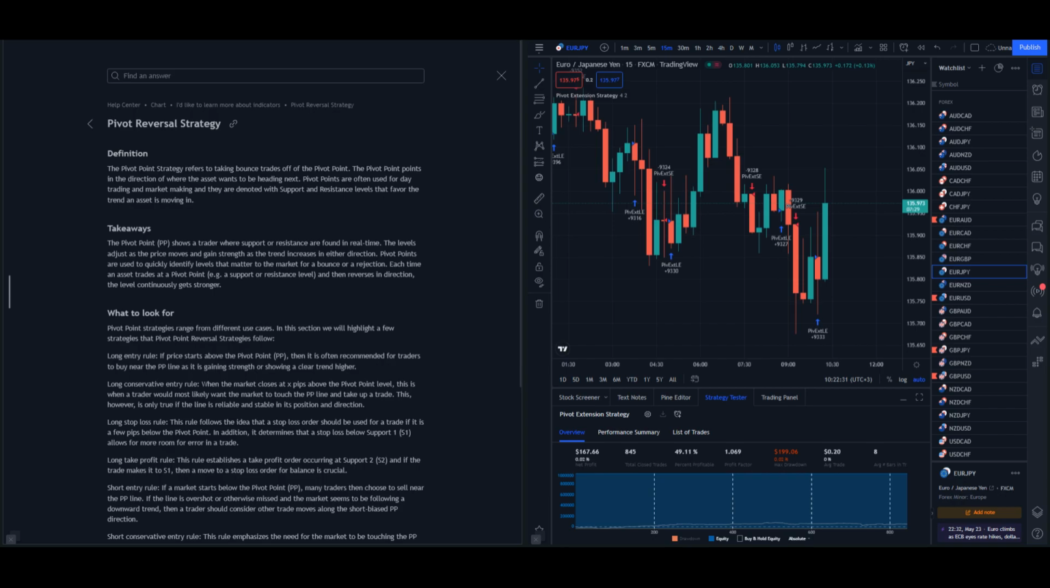Summary. The pivot point strategy refers to taking balanced trades off of the pivot point in the general trend direction of the market. Relative to the pivot point, the pivot reversal strategy utilizes entry and exit rules to help determine optimal trade times and when to take balanced trades. That's the text from the strategy.